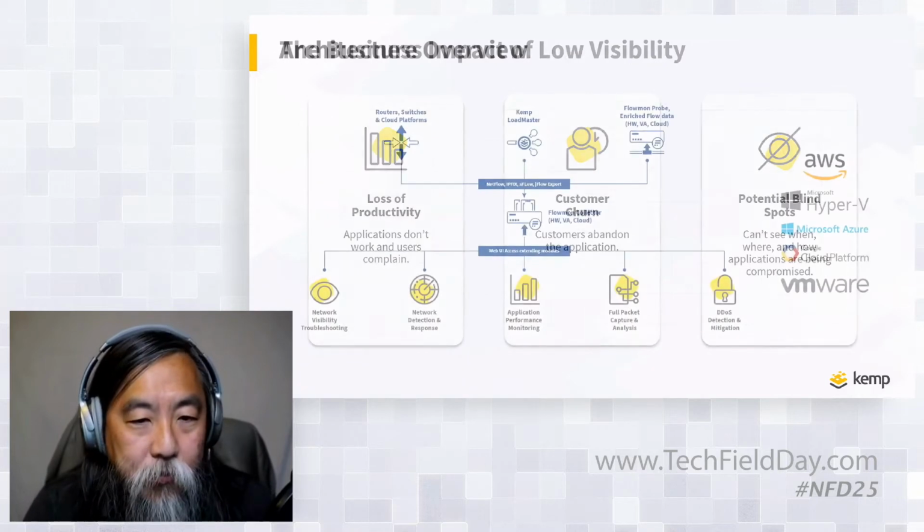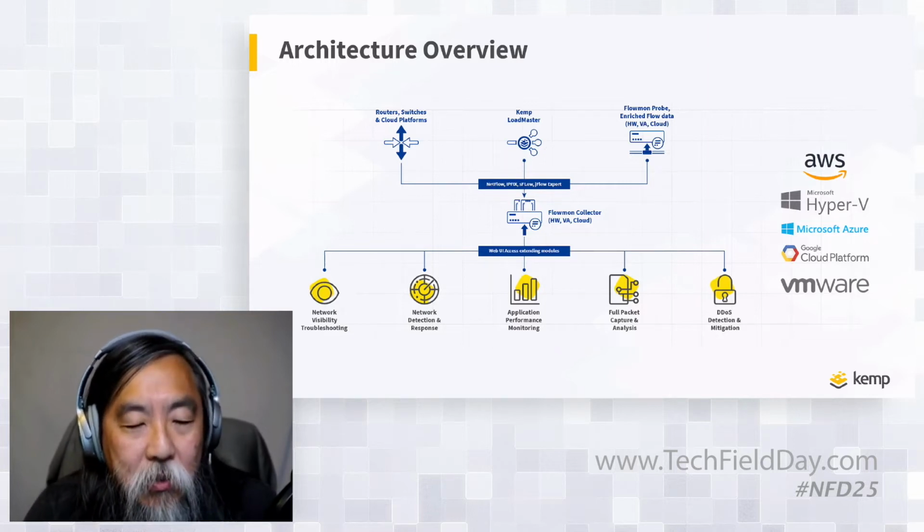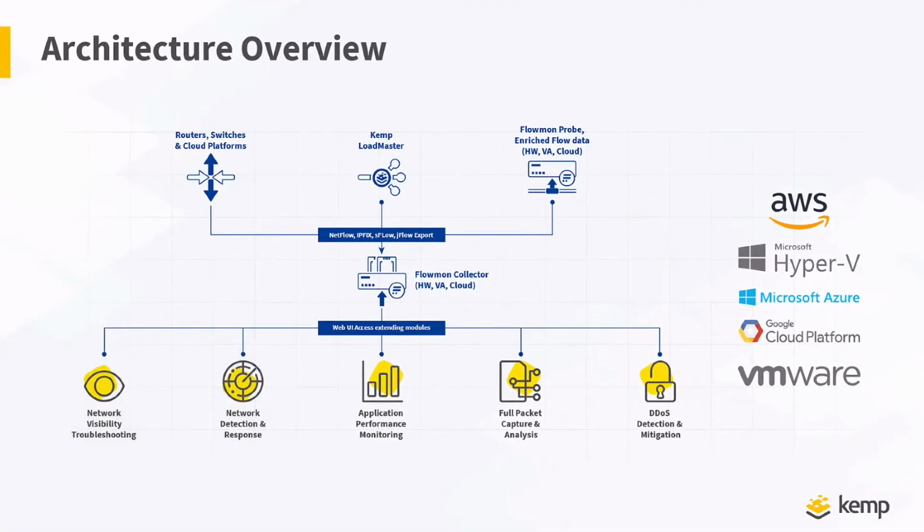So here, getting into the meat of talking about the technology, and Pavel later is going to go into much deeper and richer detail. What we're doing is we are taking components of our infrastructure. You can see at the top, we have routers, switches, cloud platforms, firewalls, other types of pieces, and we're going to be collecting data from them. And this is going to be NetFlow, IPFIX, sFlow, jFlow, other types of flow type data that we're going to be collecting. We have the Kemp LoadMaster Load Balancer. It can be collecting the flow data as well. We have Flowmon Pro.